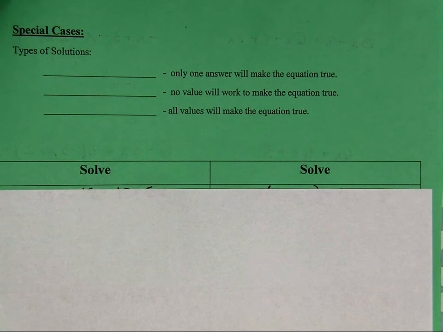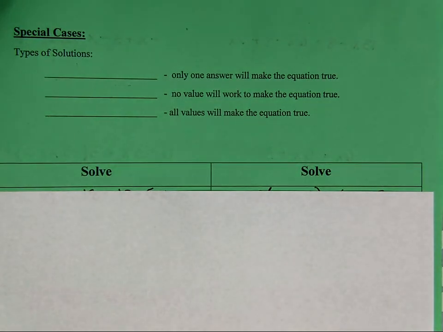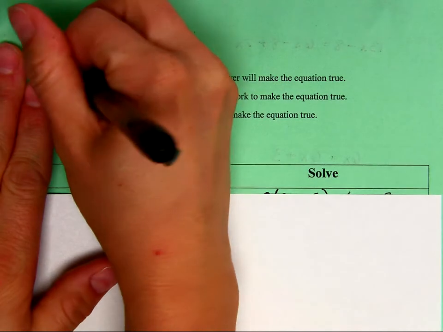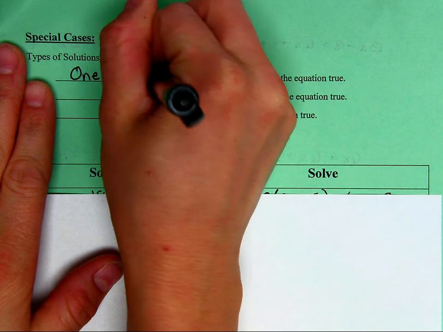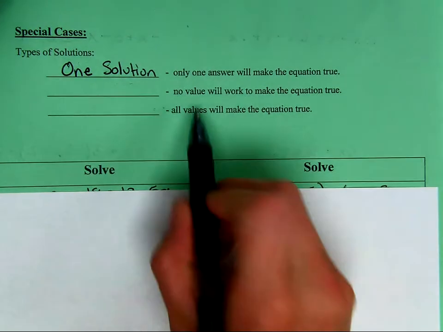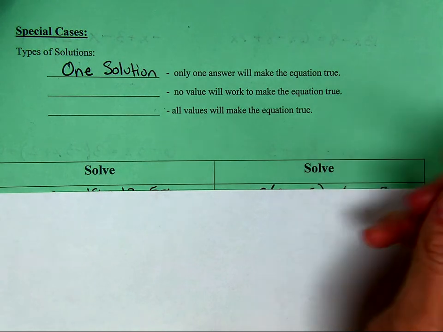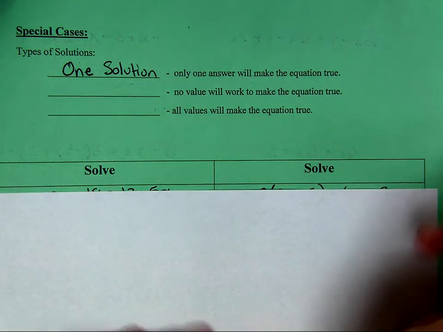Okay, so in this video, we are going to look at different types of solutions we can have. Sometimes we call these special cases. In this whole unit, we've always had one solution. So we already know one of the solutions we can have, and that's where there's only one answer. Only one answer will make that equation true. So far I've only given you equations where that's going to happen, but that's not always the case.